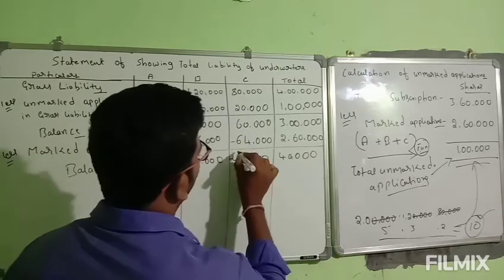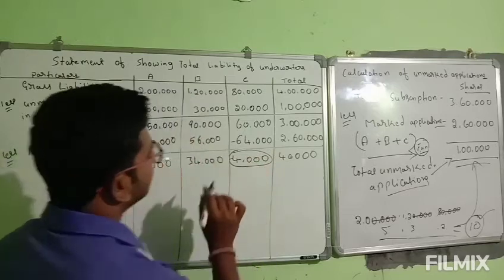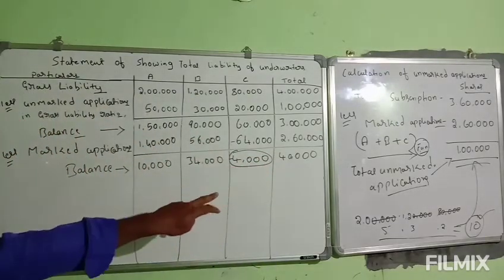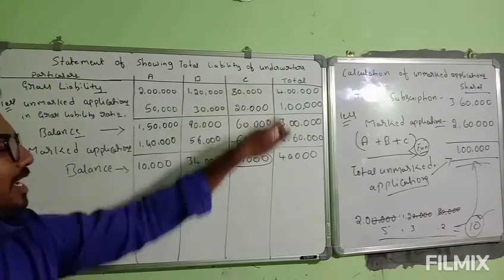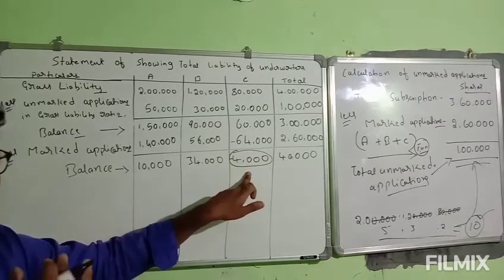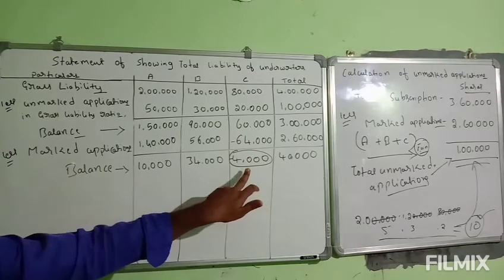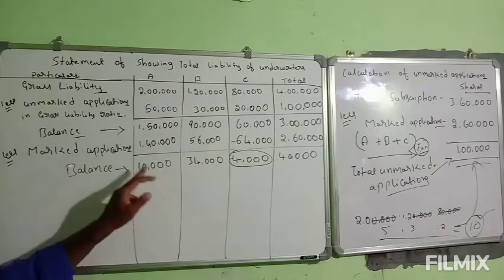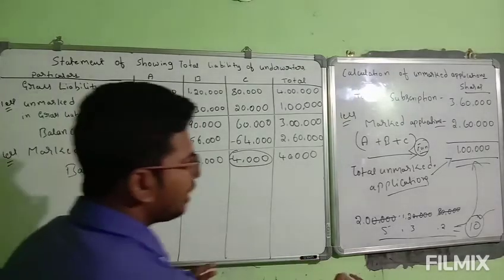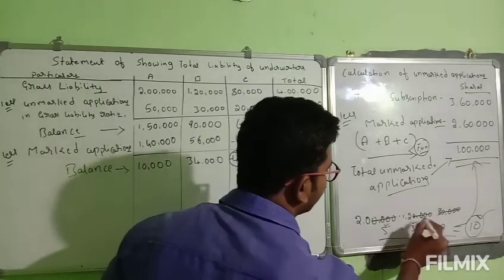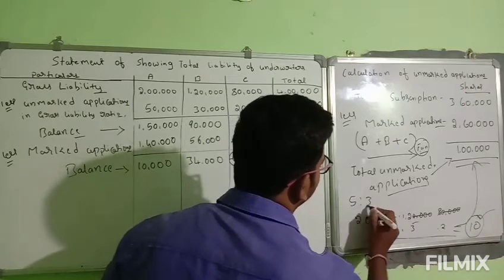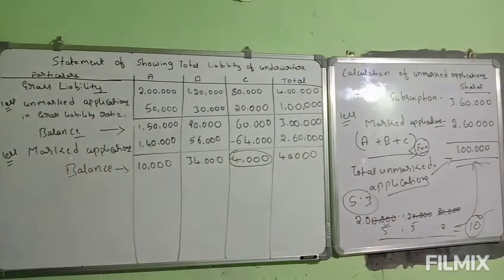So who got the negative balance? C will get the negative balance. That is what we call surplus. So C will get the surplus. The surplus is distributed to the remaining partners, here A and B, in the gross liability ratio. A and B gross liability ratio is 5 and 3. So only you should take 5:3.